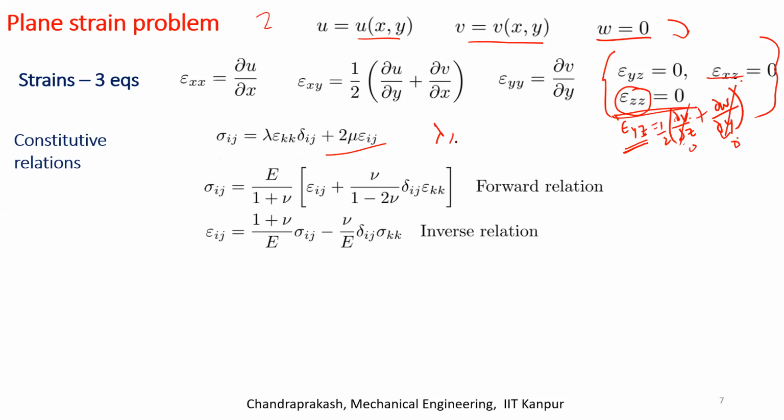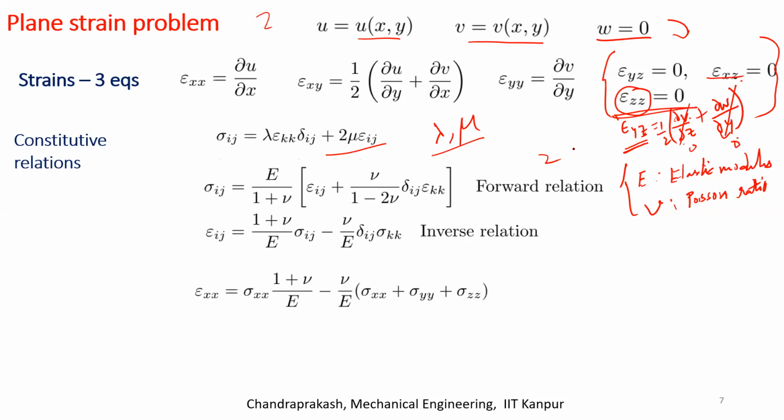Here I have written it in lambda and mu, which are the Lamé parameters. What is E? It's the first time I'm introducing E. So I'm going ahead and writing this as, E is nothing but elastic modulus. Nu is Poisson, or Poisson's ratio. You can call it either way. Okay. So out of these 4 variables, lambda, mu, E, and nu, only 2 are independent, the other 2 are dependent. And these are the forward and inverse relations.